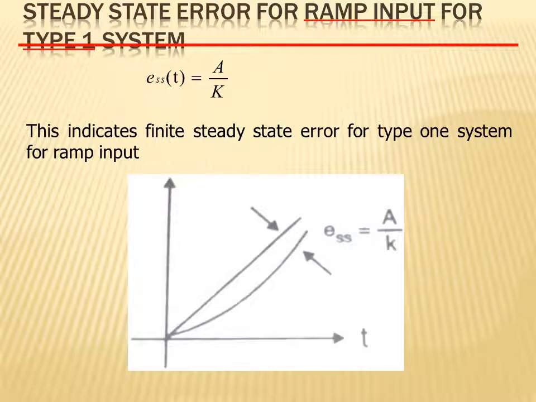The steady state error for ramp input for type 1 system is graphically represented like this. And the error signal is given by ess(t) is equal to A upon K. It indicates finite steady state error of type 1 system for ramp input.